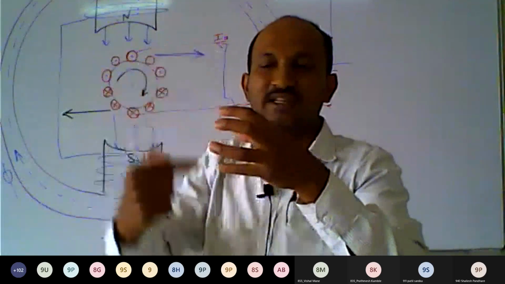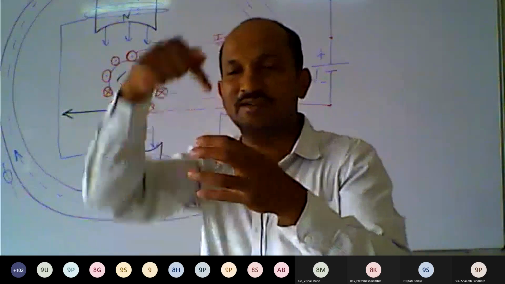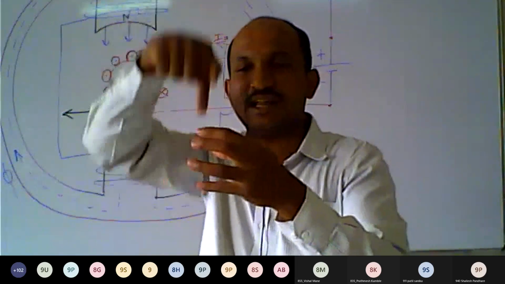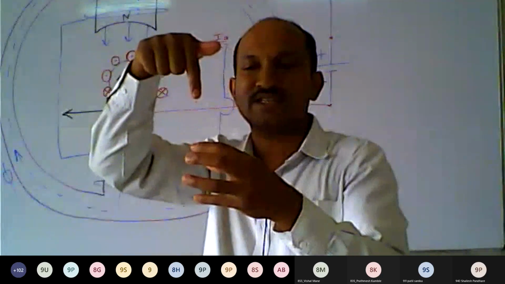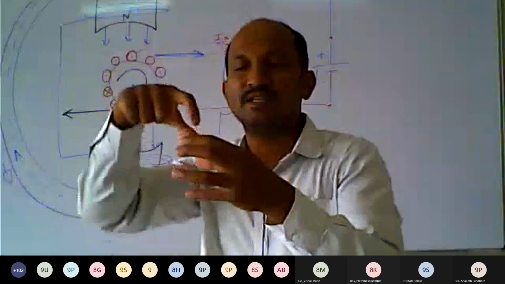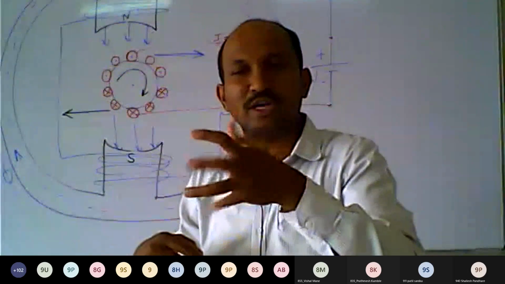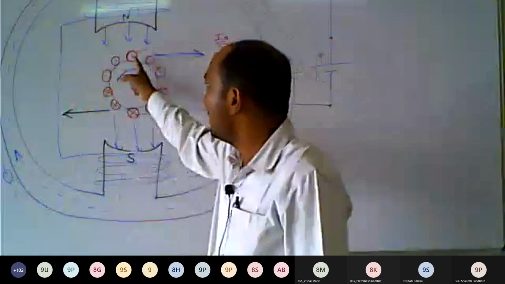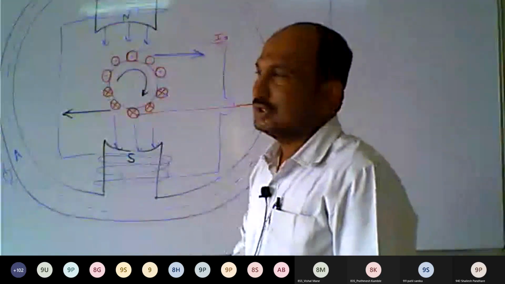There is another brush at the lower end which receives the current. This is the current direction, and here the current will return. So there are two brushes: one at the upper position and the second at the lower position. The brushes are stationary, but the commutator is rotating, and that rotating commutator is connected to the armature conductor.